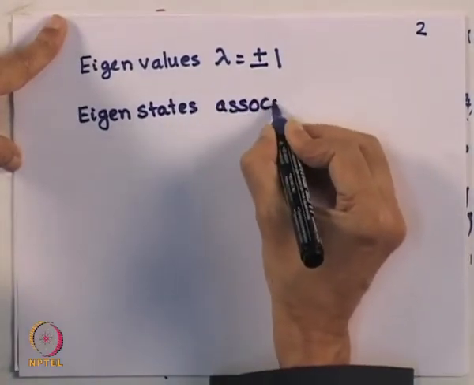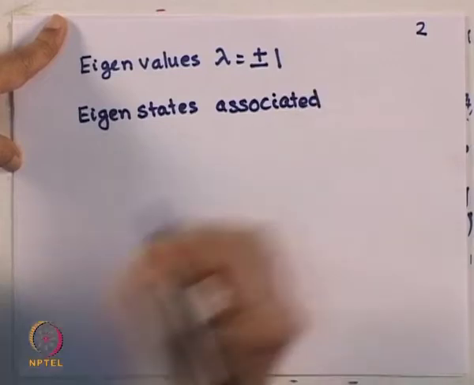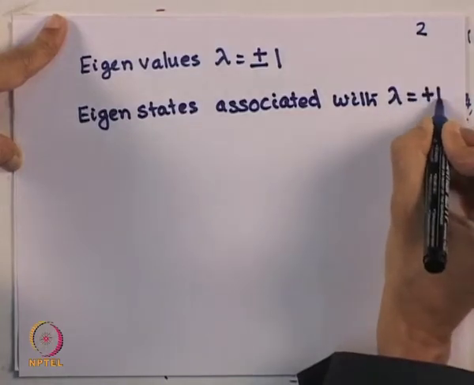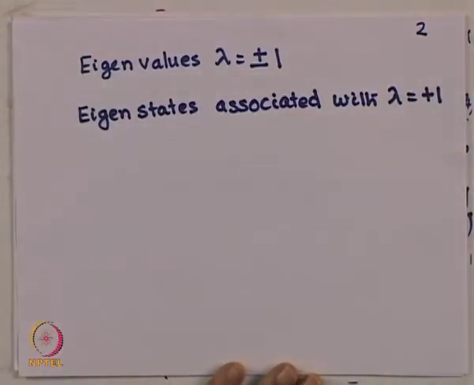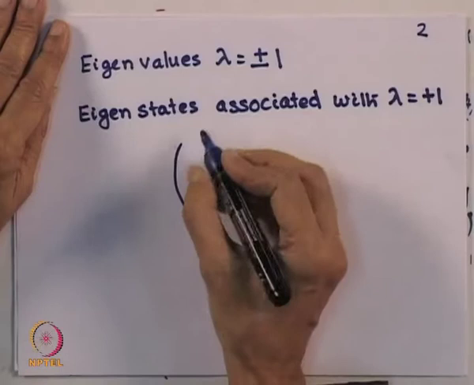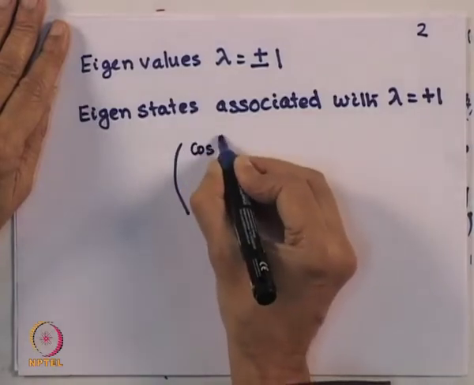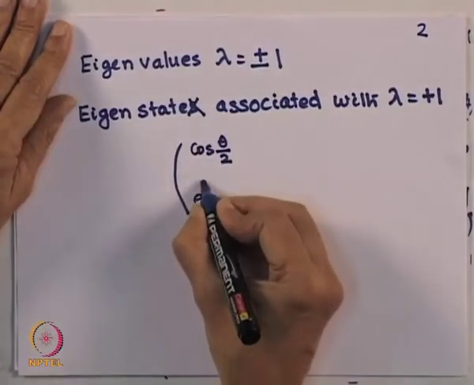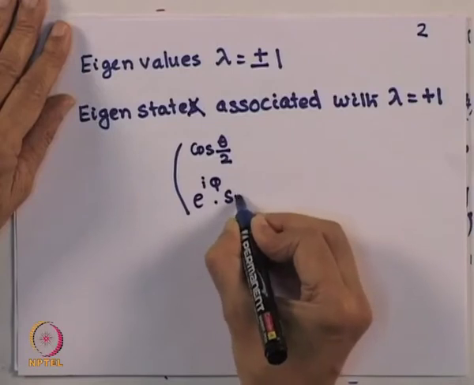But I am going to be interested only in the eigenstates corresponding to lambda equal to plus 1, because that is the standard convention for the pictorial representation that we talked about. And if you just do a little bit of algebra, I would urge you to do that for getting some practice with eigenvalues and eigenvectors, you will find that this eigenvector is given by cosine theta by 2 and e to the power i phi sine theta by 2.